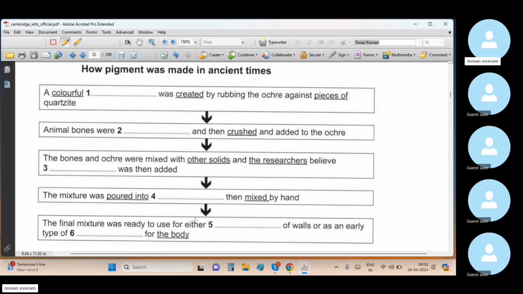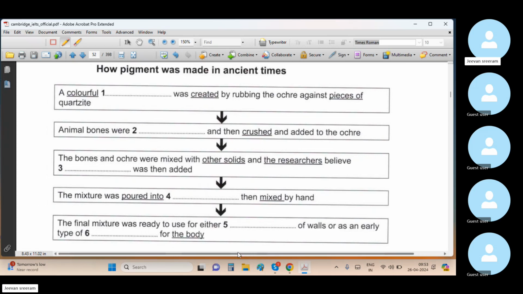So let's discuss how pigment was made in ancient times. That process can be seen in the 6th paragraph, which I have just indicated for you to go through to answer these questions. A colorful dash was created by rubbing the ochre against pieces of quartzite. What's the answer for the first one?